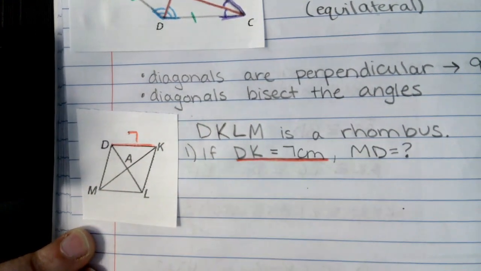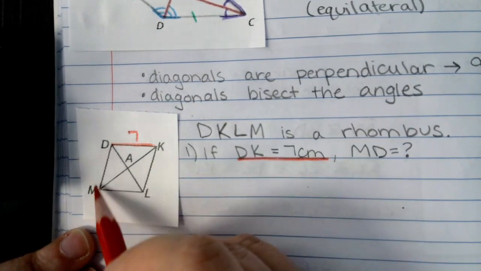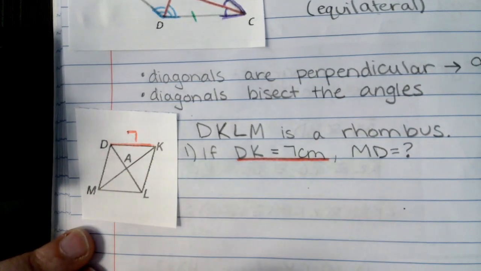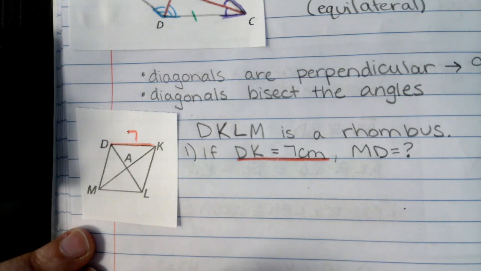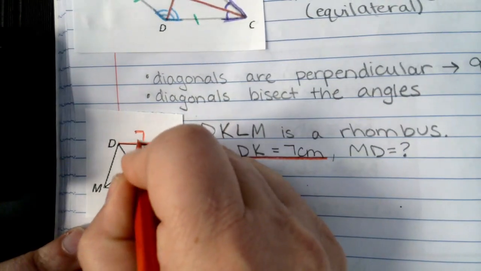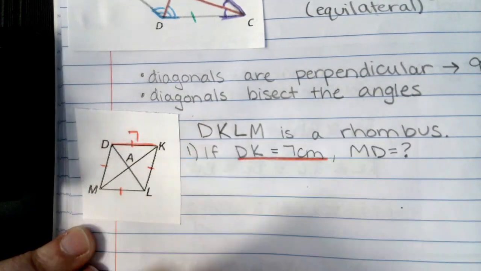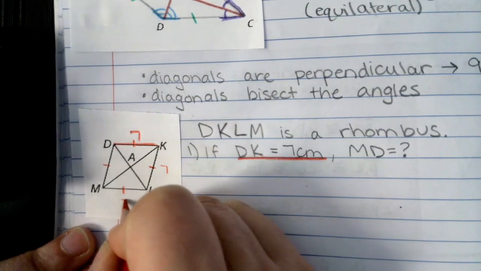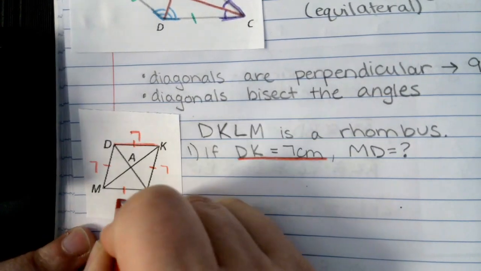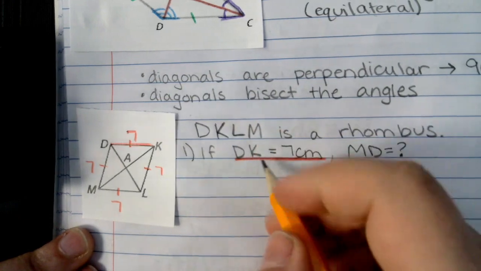What do we know? All the sides of a rhombus are equal. We know that all the sides of a rhombus are equal. So if one is 7, what are the rest? 7. So even if the picture looks wonky, MD is 7, what? Degrees? Feet? Centimeters. So length. It'd be 7 centimeters. Alright, number 2.